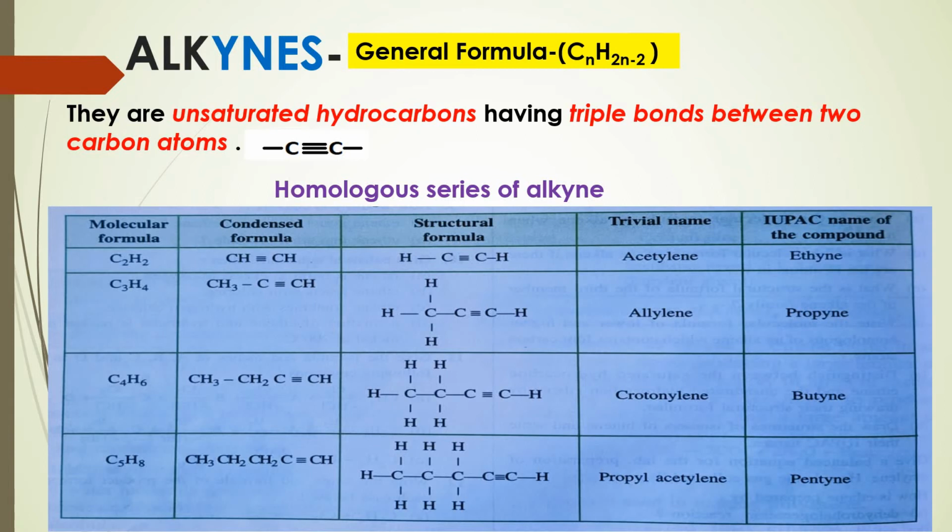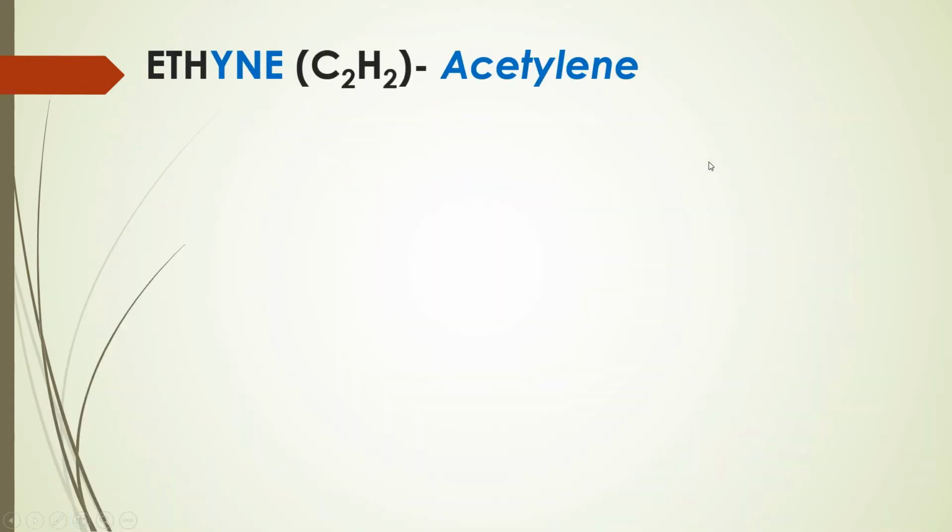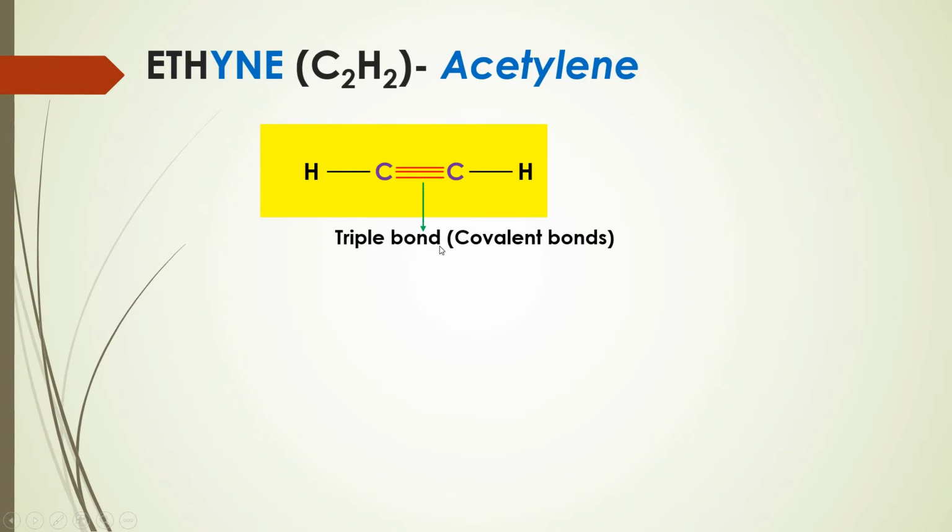But according to the reduced syllabus, we only need to focus on the first compound of the alkyne series, that is ethyne. So let us see some basic properties of ethyne first. Ethyne is also called acetylene. This is the structural formula of ethyne, where between 2 carbon atoms there are 3 covalent bonds, and these 3 covalent bonds are called a triple bond, and the rest of the valency is satisfied by hydrogen.